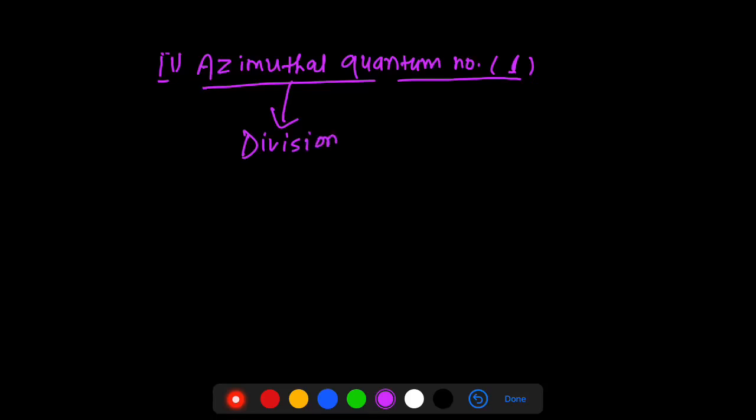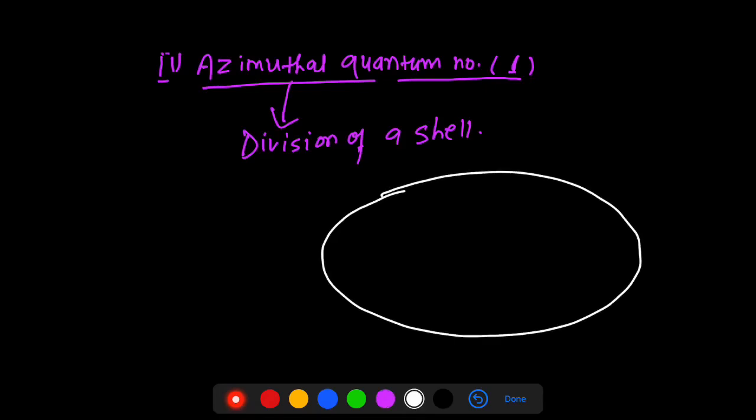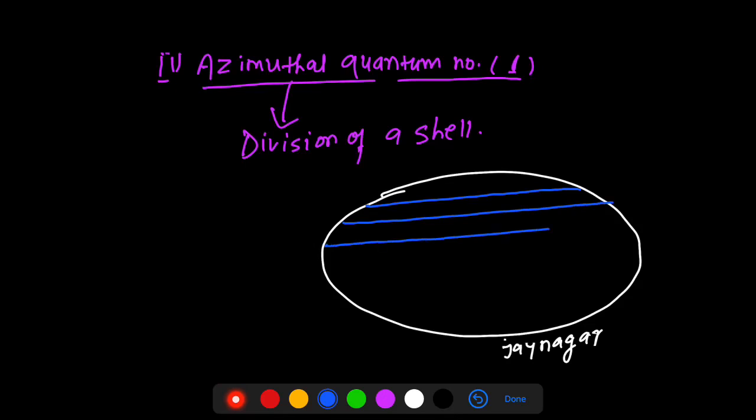Denoted by L. Now what does the azimuthal quantum number tell? The azimuthal quantum number will tell us the division of a shell. It means a shell is further divided in the same way. Suppose this is a particular area, known as JEE-Nagar. It's the JEE-Nagar area. Fine.